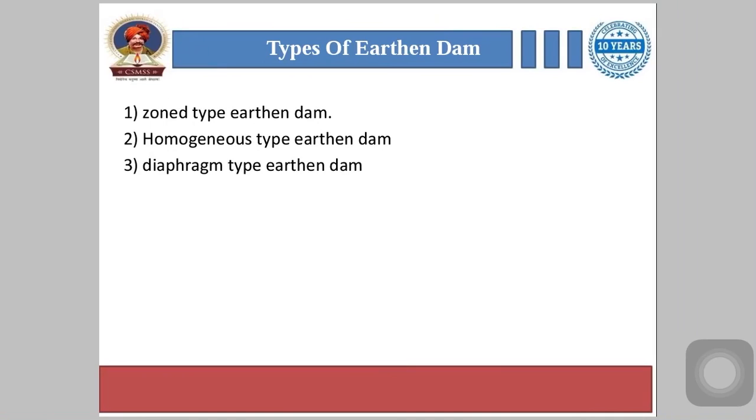Next is the homogeneous type earthen dam. This is the simplest type of earthen embankment, which consists of a single material and is homogeneous throughout. Sometimes a blanket of relatively impervious material may be placed on the upstream face. A purely homogeneous section is used when only one type of material is economically or locally available.